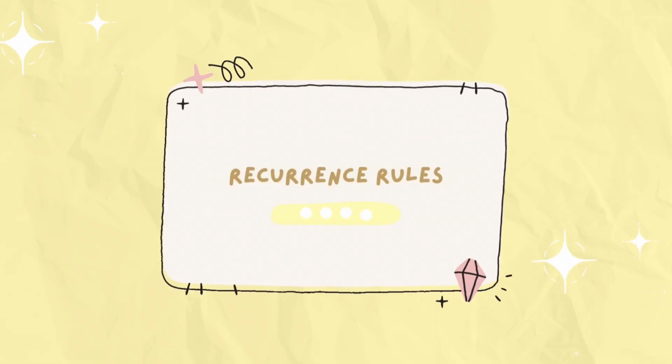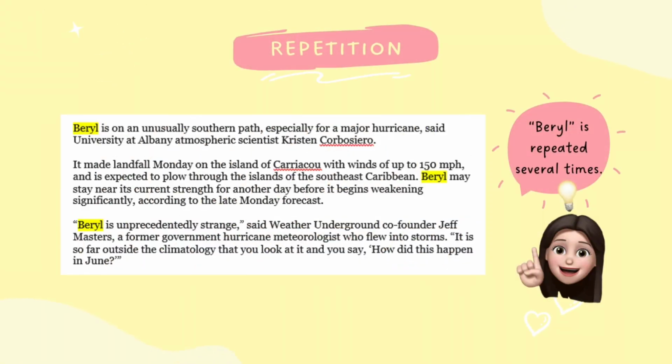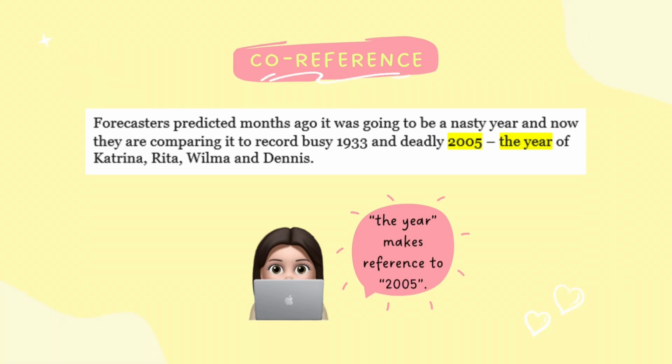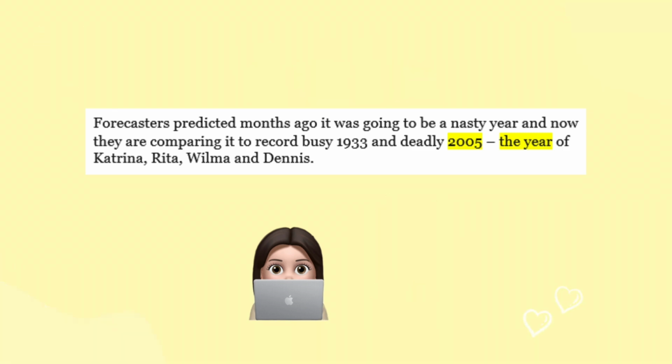Now, regarding the recurrence rules, we have repetition. It is the reiteration of a word throughout the text. In this case, the word Beryl, which is the name of the hurricane, is repeated several times. Second, we have co-reference, which is the use of two linguistic expressions to refer to an element previously mentioned. In this case, "the year" refers to 2005.